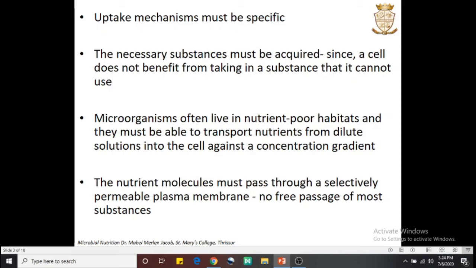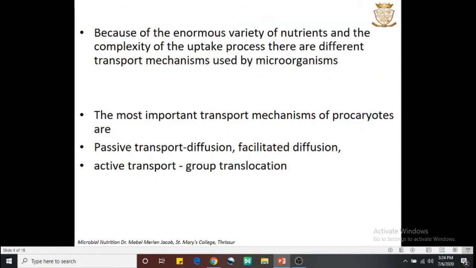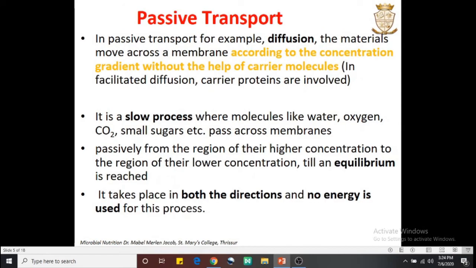And the nutrient molecules must also pass through a selectively permeable plasma membrane. It does not permit free passage of all substances. Most substances are inhibited by this plasma membrane. Because of the enormous variety of nutrients and the complexity of the uptake process, there are different transport mechanisms used by microorganisms, the most important being active transport and passive transport. Now, passive transport includes mainly diffusion and facilitated diffusion.